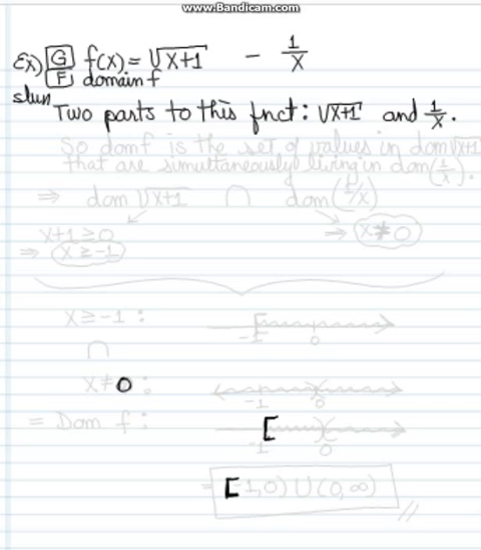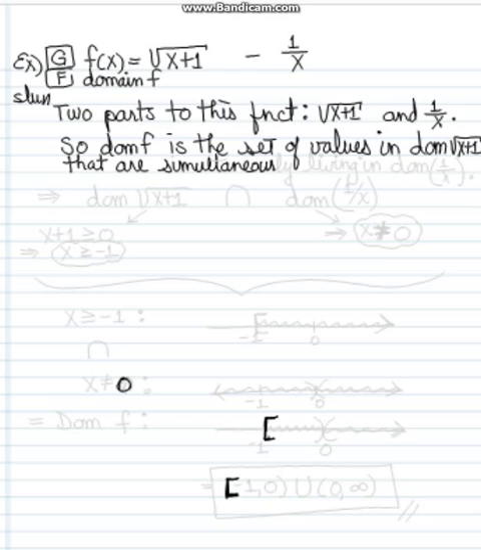The domain of the entire function f is simply the set of values that are in the domain of the first part of the function, the square root of x plus 1, which are simultaneously at the same time in the domain of the other part, 1 over x. Now, when you're looking for values of x that live simultaneously in both sets, you're looking for the intersection of each set. So the domain of the first part, the square root of x plus 1, will be intersected with the domain of the second part, 1 over x.